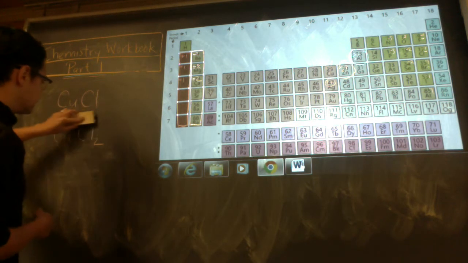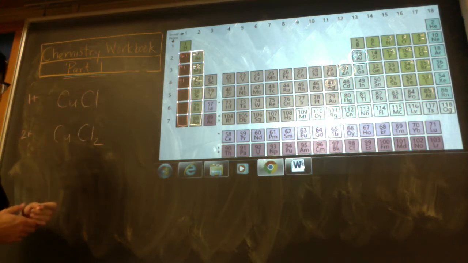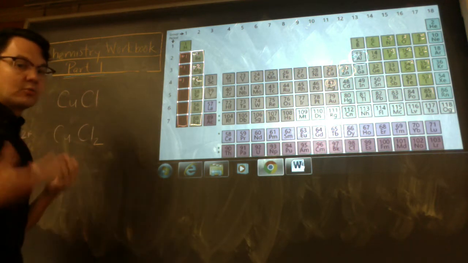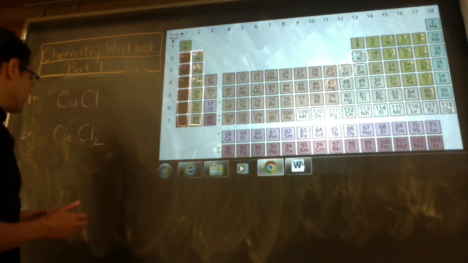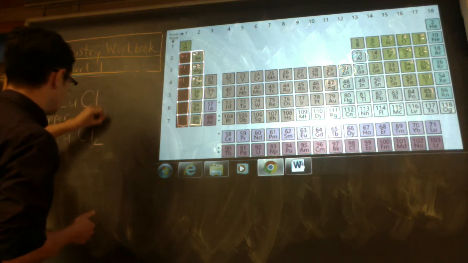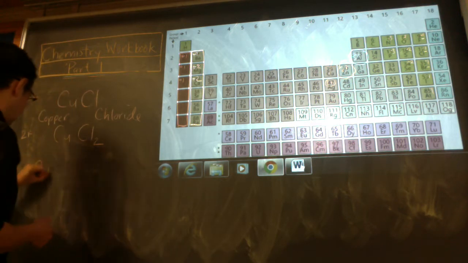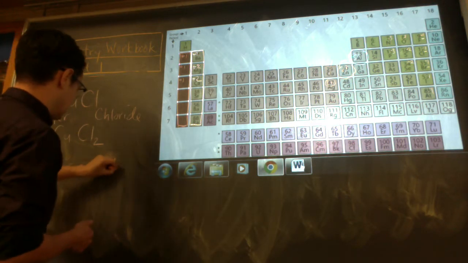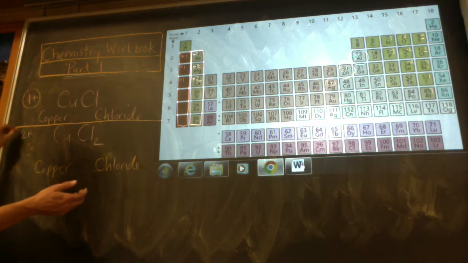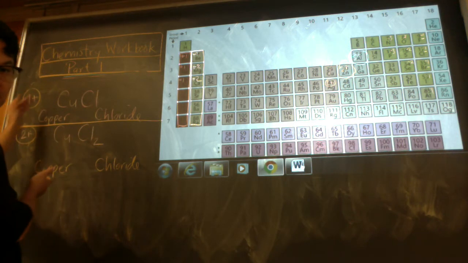So these are two different possibilities for combinations of copper and chlorine. All right, this would be copper chloride. This would also be copper chloride. So which one, how do we know from the name what they're going to be? All right, so I'm going to write copper chloride on this one and copper chloride on this one. So which one's which? What has copper gone with? Has it gone with 1 plus or 2 plus?